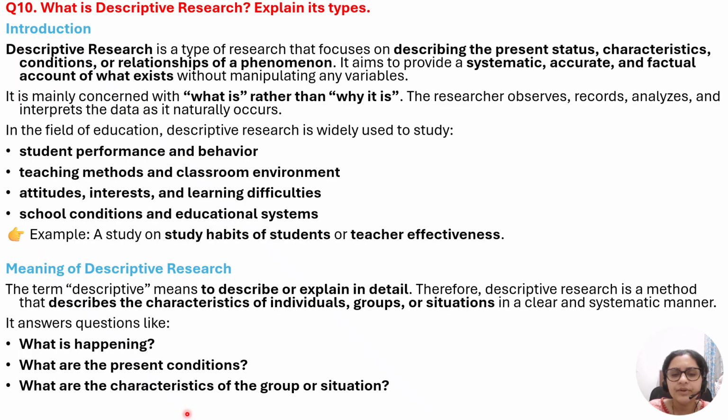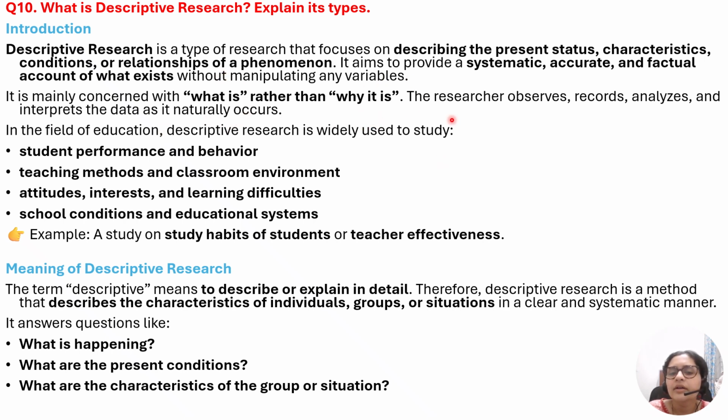What is descriptive research? Explain its types. It is research that focuses on describing the present status, characteristics, conditions, or relationship of a phenomenon. It provides systematic, accurate, and factual accounts of what exists without manipulating any variable. It is mainly concerned with what rather than why.